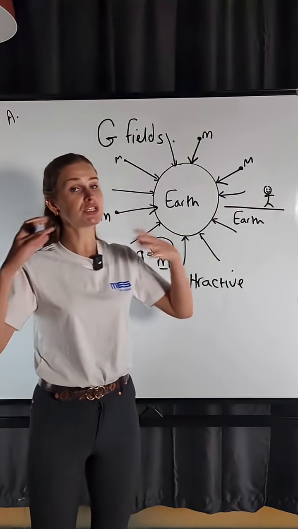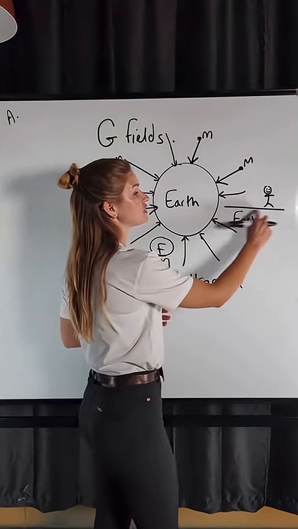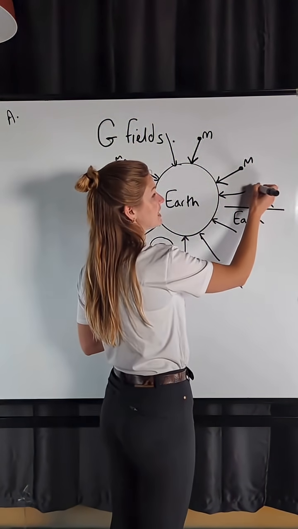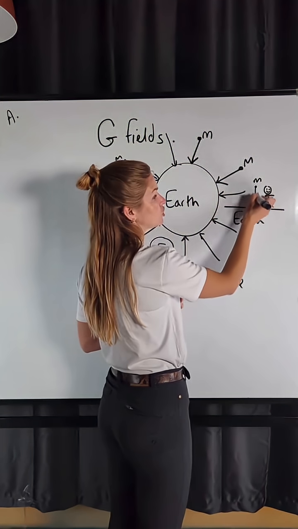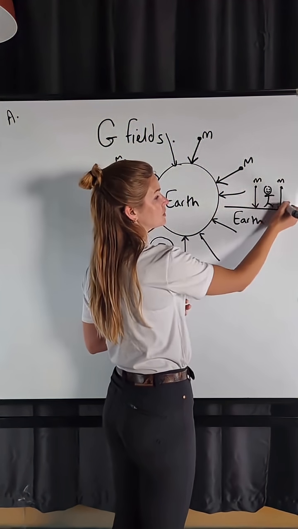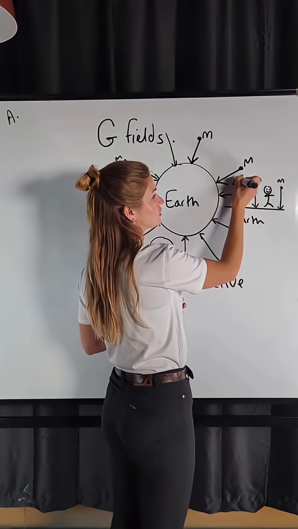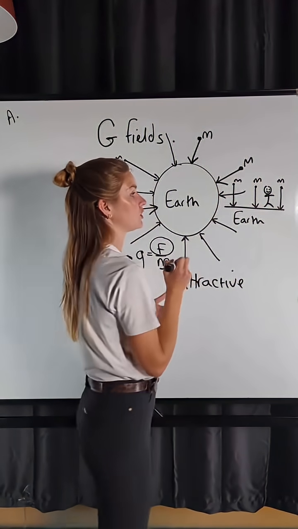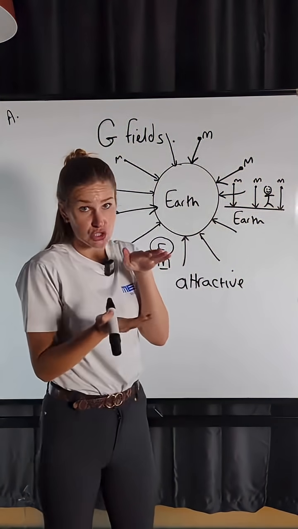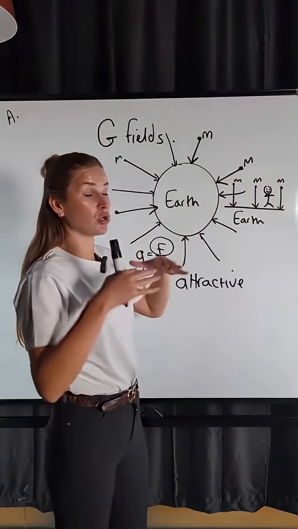However, because the Earth is so large, on the surface of the Earth we can model it as uniform. So if I had a mass here, it's going to get pulled down towards the center of the Earth. If I have a mass here, it gets pulled down towards the center of the Earth. If I have a mass here, it gets pulled down towards the center of the Earth. So that's why we can model it as uniform on the surface of the Earth, or close to the surface of the Earth, because the Earth is so large.